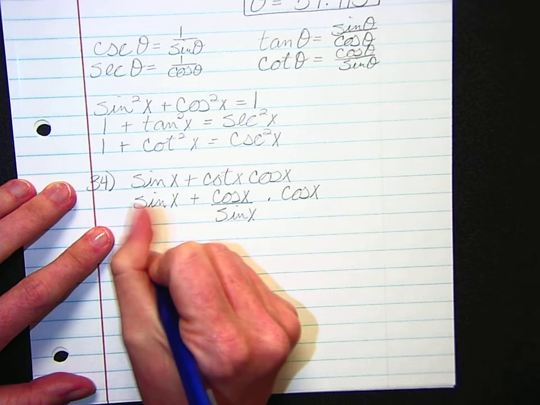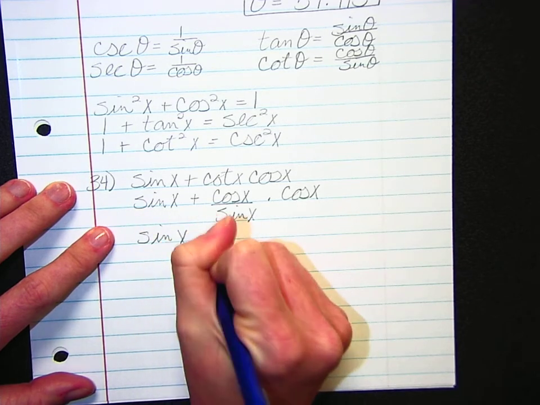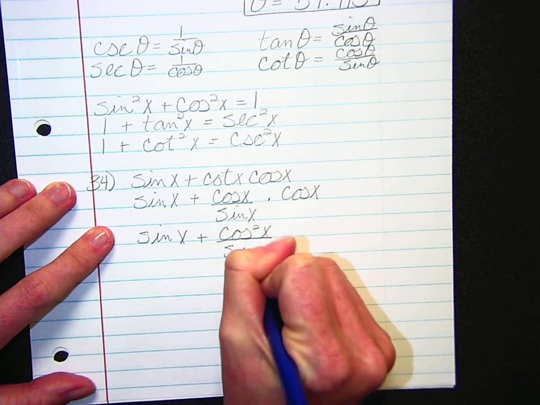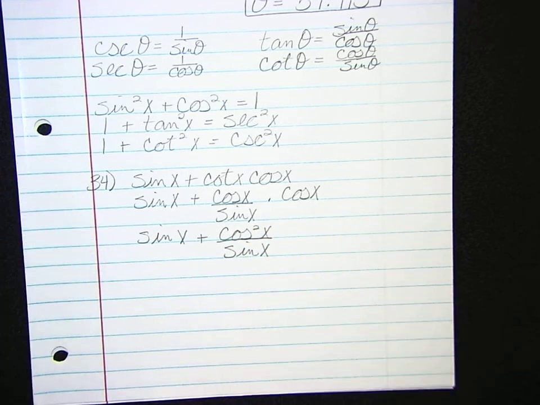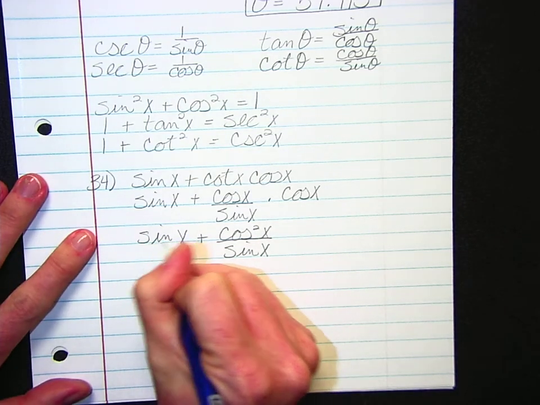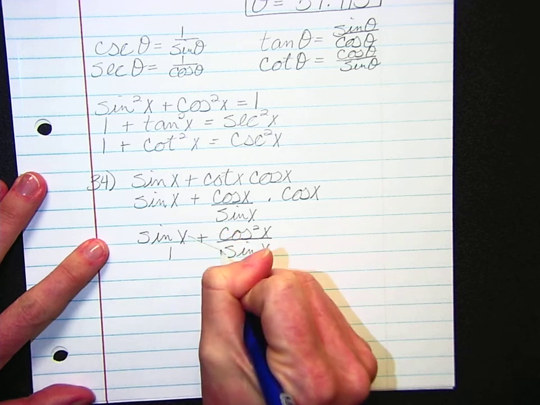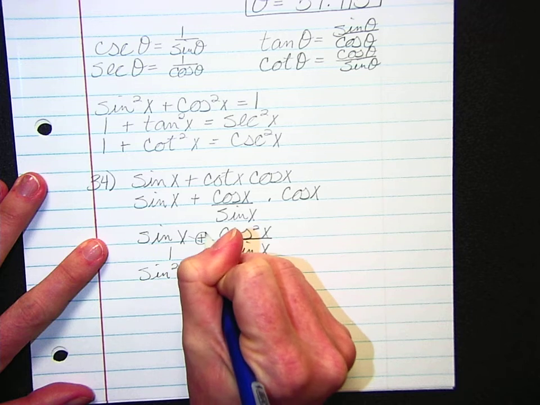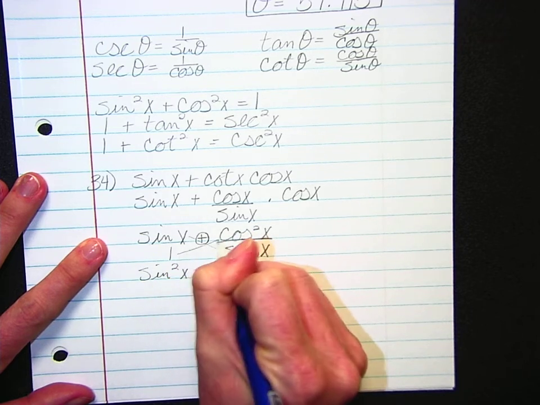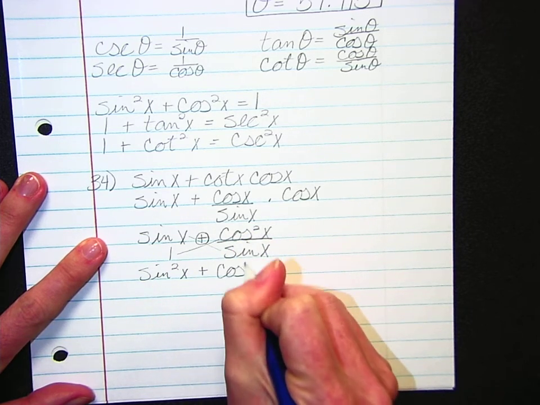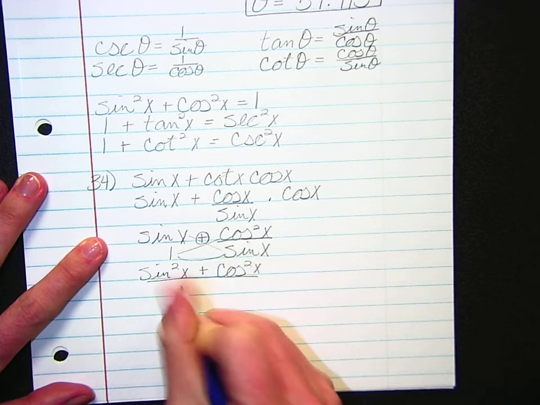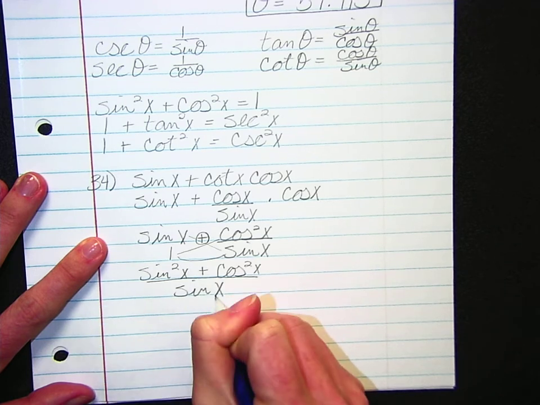So I'm going to say cosine times cosine is going to give me cosine squared, and I've got that over sine. All right, now I need a common denominator to be able to add these together. So a couple of ways to do common denominator, but what I like to do is called SMILE. So I'm going to multiply these together right here. That gives me sine squared. I'm going to use the sign that's in between. I'm going to multiply these two together right there. That gives me cosine squared. And then on the bottom, I'm going to multiply these together. There's my SMILE right there. And that gives me sine.